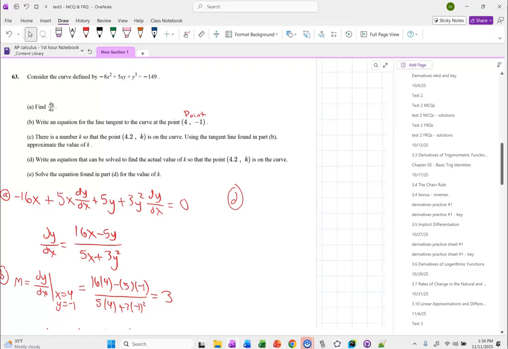What do you guys think though? How am I going to find this? How am I going to write an equation to find the value for this k if the point is on the curve? The actual value of k, not the approximate. Yeah, right? A point on the curve has to satisfy this equation, right? That's good.